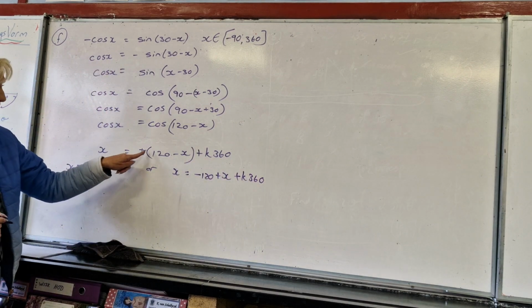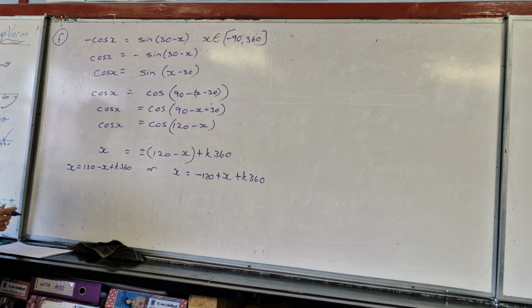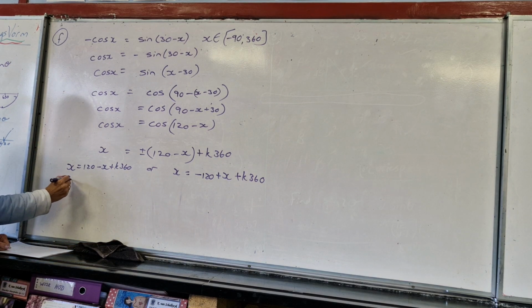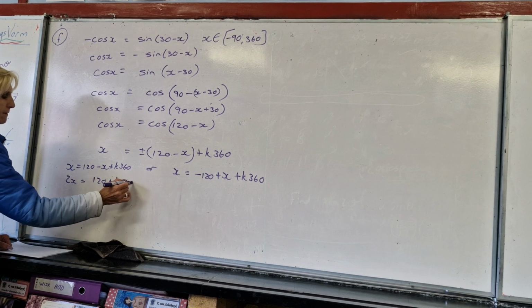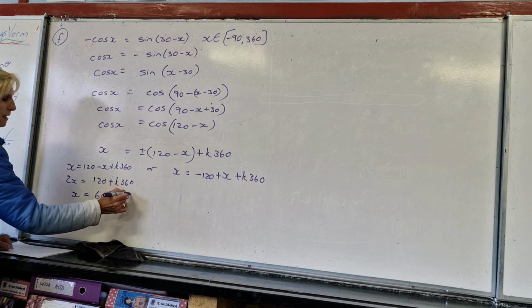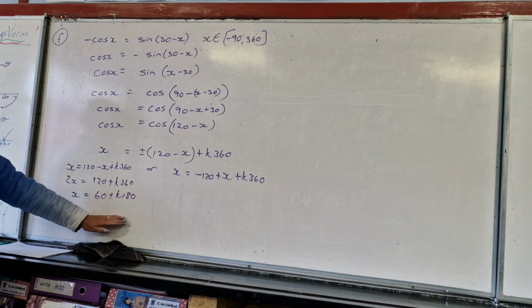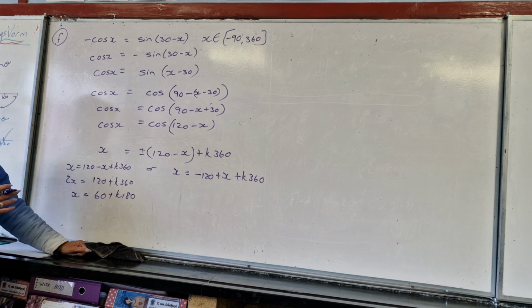If the minus is there, it's going to be minus and plus. Then we simplify. So this is going to be 2x. If we get the x solved on the left-hand side, 120 plus k 360, divide the whole thing by 2, is going to be 60 plus k times 180. Done. General solution. Okay, k element of Z still to be written.